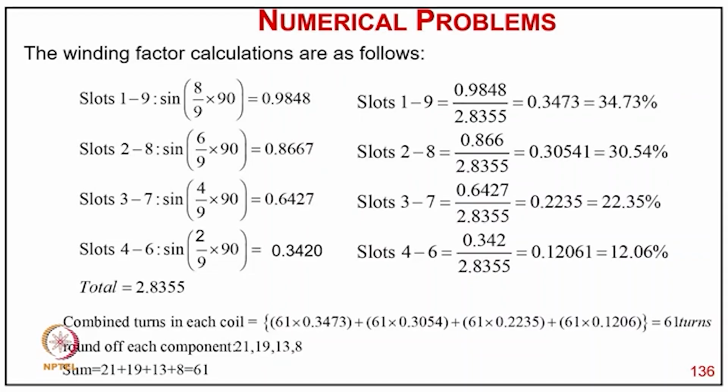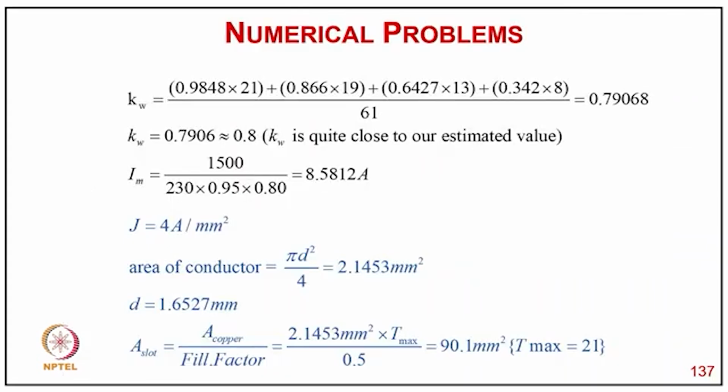So combining all this relation it comes the sum as 61 slots by putting this all as a kind of percentage. Now winding factor from this we can find out by multiplying the number of turns and these factors. It comes 0.79068, and Kw that's 0.7906 or 0.8, quite close to our estimated value, and Im is typically the motor current, is P output divided by voltage into power factor into efficiency.